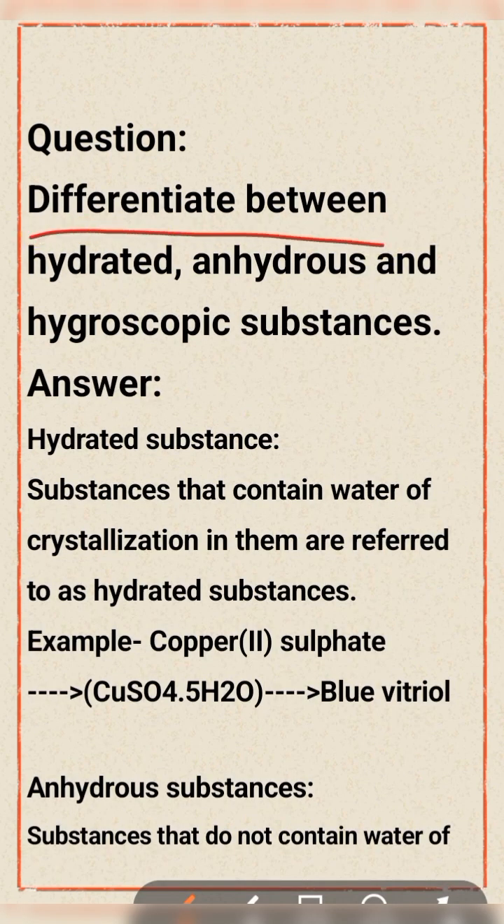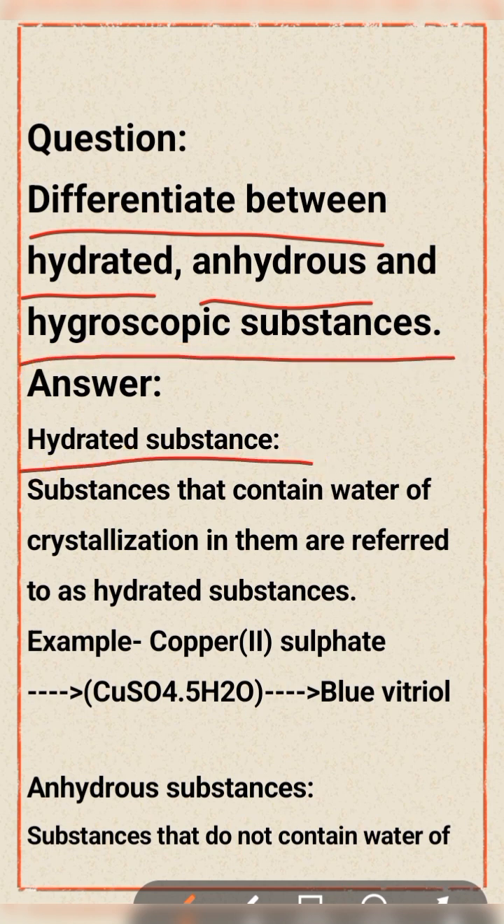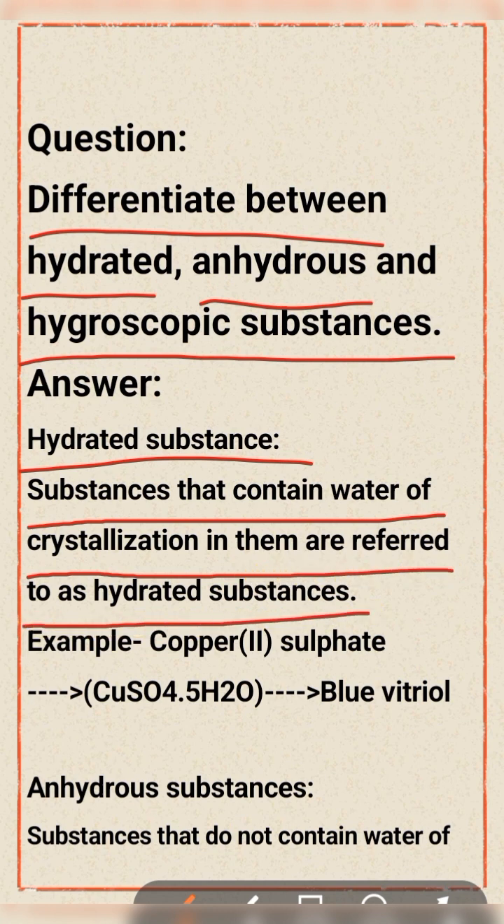Differentiate between hydrate, anhydrous and hygroscopic substance. Hydrate substance: substances that contain water of crystallization in them are referred to as hydrate substances. Example: cupric sulfate, CuSO4·5H2O, other name blue vitriol.